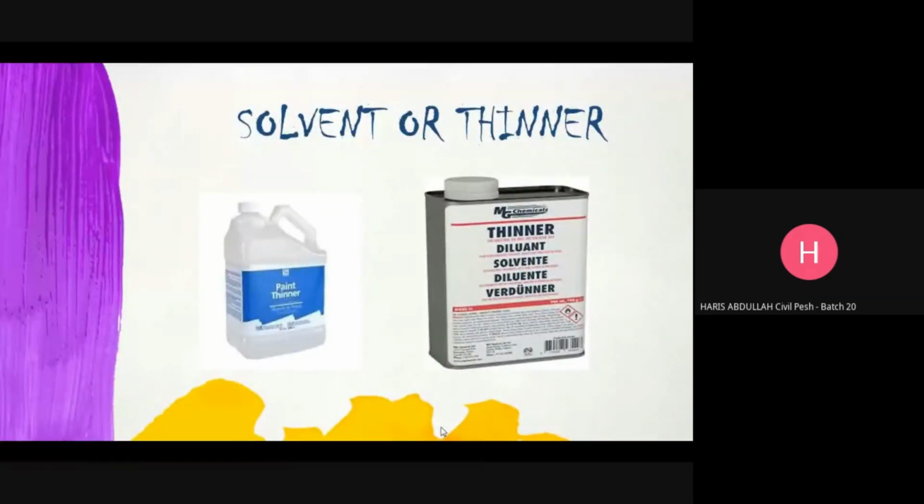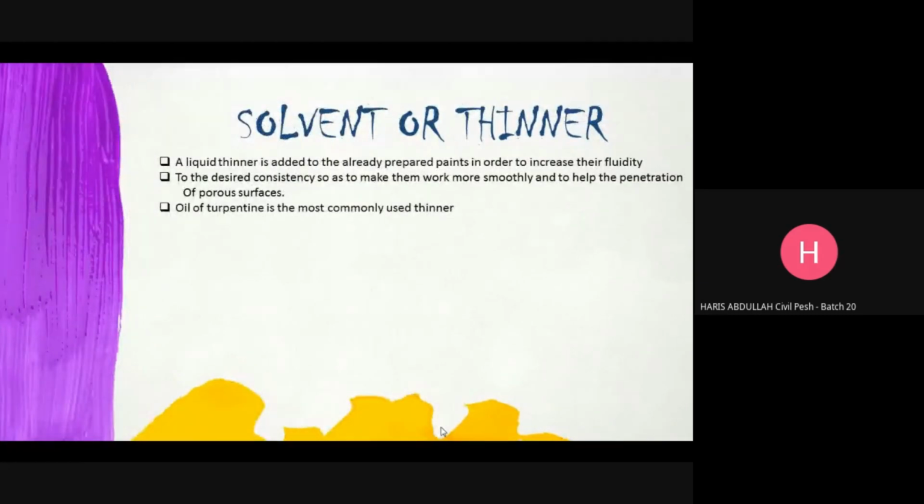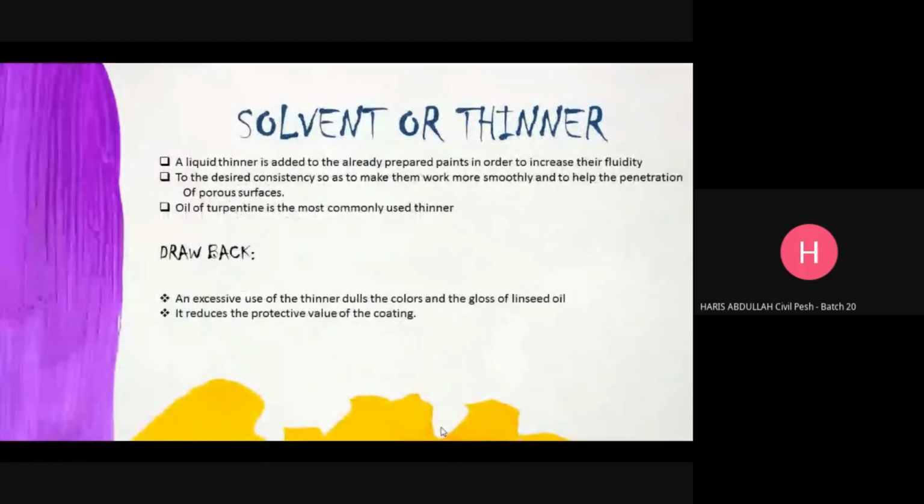Another really important component of paints is the solvent. It is also called paint thinner, which reduces the viscosity of the paint to a great extent. Solvents or thinners are added to paint to make its application easy, smooth, and uniform. The important thing is that we have to handle the paint very easily. Oil of turpentine is the most commonly used thinner, and there are some drawbacks of the solvent as well: excessive use of thinner can dull the color and the gloss of linseed oil, and it also reduces the protective value of the coating.